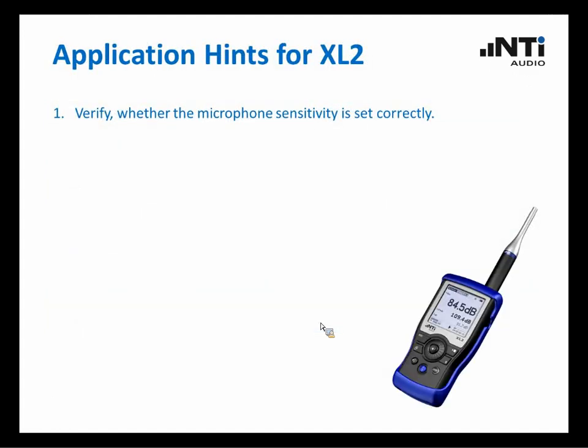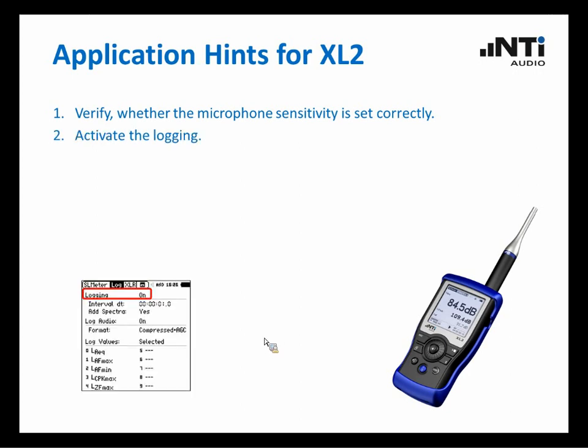Some application hints for the XL2. First important point is you need to verify whether the microphone sensitivity is set correctly. If you are using a microphone from NTI Audio, this is not that much of a hassle. You just have the sensitivity saved within the microphone, and this information is automatically transferred to the instrument. So the XL2 will always know exactly the correct sensitivity of the connected microphone, and it will use this information to correctly calculate the measurement results.